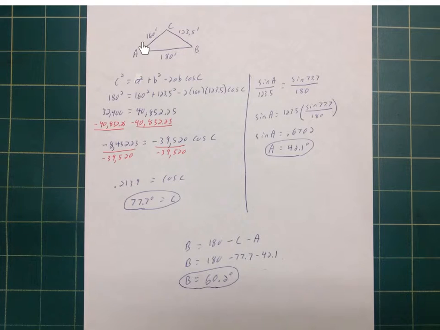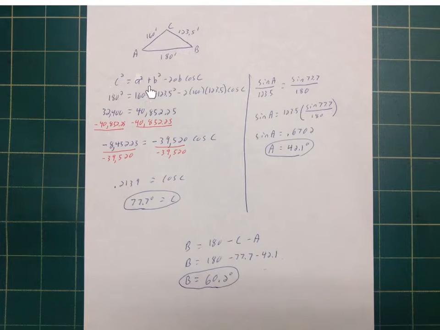You're given this information. I made a picture out of it. You have a triangle. One side's length is 160 feet, one side's length is 180, and the remaining side length is 123.5 feet. I just labeled the angles A, B, and C, and you want to find the three angles. Well, if you're given three sides, then the only tool you have to find an angle is law of cosines. So I just decided to go ahead and find C, the largest angle, to start with.